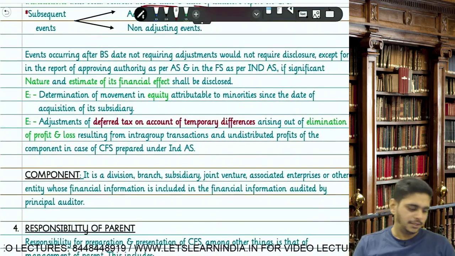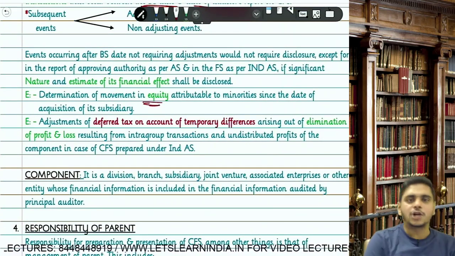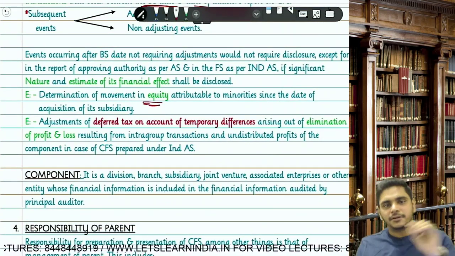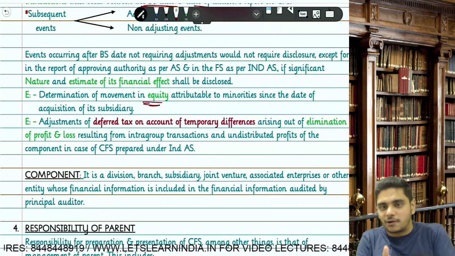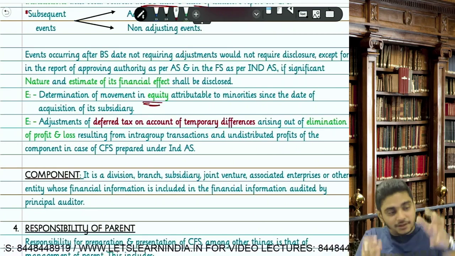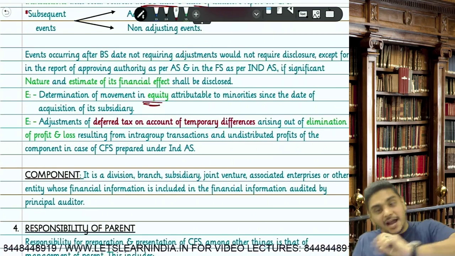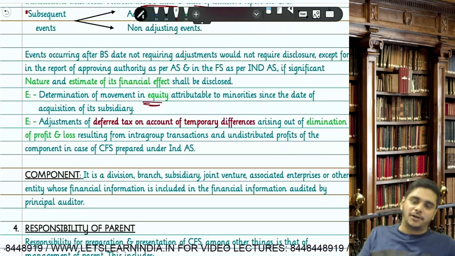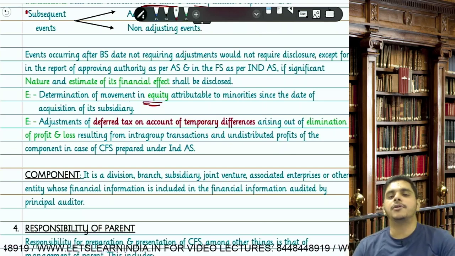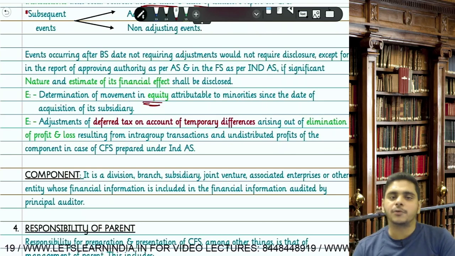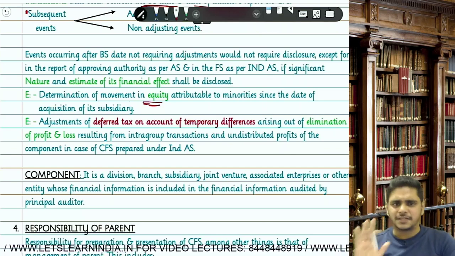Then E, determination of equity attributable to minority. Same point: when you close the accounts, the profit will come, and the profit will be distributed between the parent company and the minority. So this is the same E point, determination of equity attributable to minority or NCI.